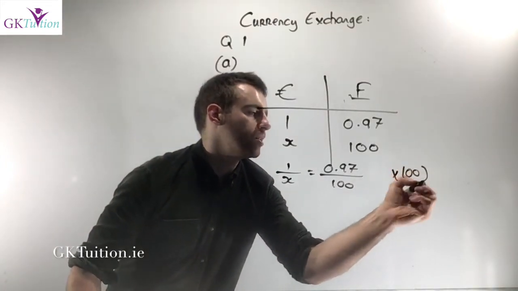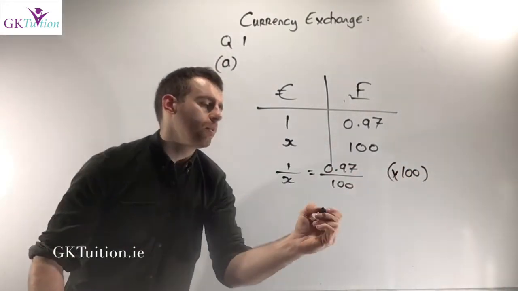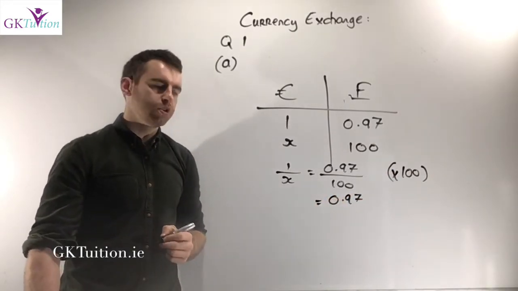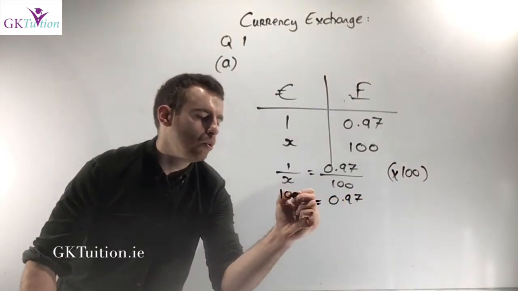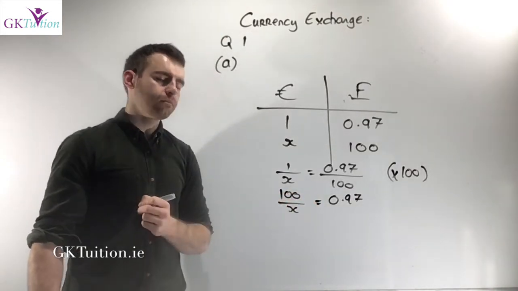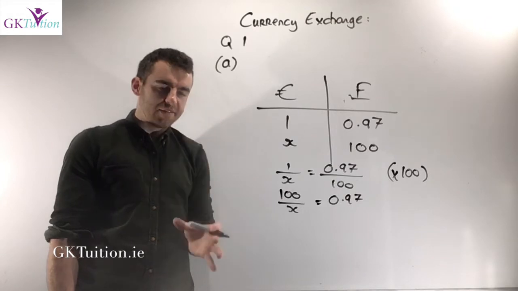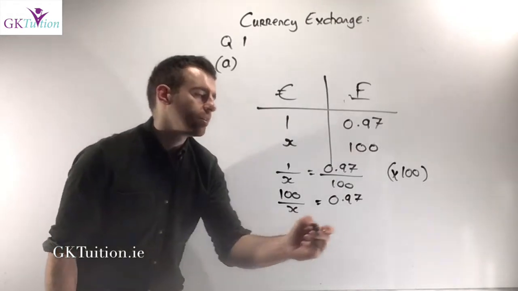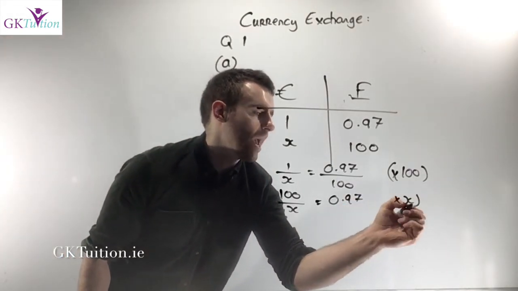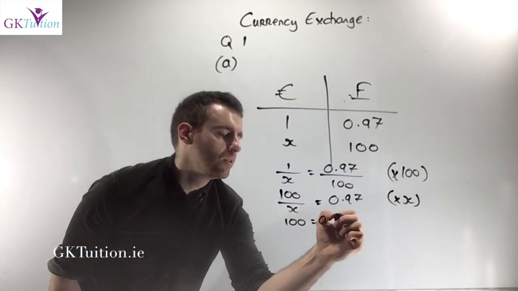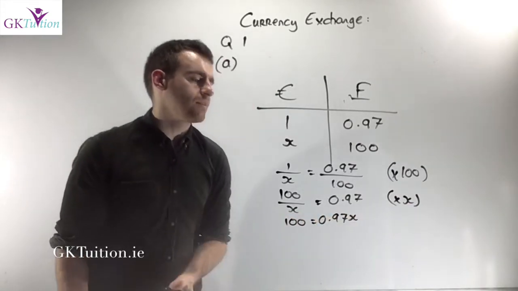If I multiply both sides by 100, 100 multiplied by the right hand side will just give me 0.97. 100 multiplied by the left hand side will be 100 over x. Obviously now my goal needs to be to try and get rid of the fraction on the left hand side. In order to do that, we're going to multiply both sides by x. If you multiply both sides by x, you get 100 is equal to 0.97 times x.